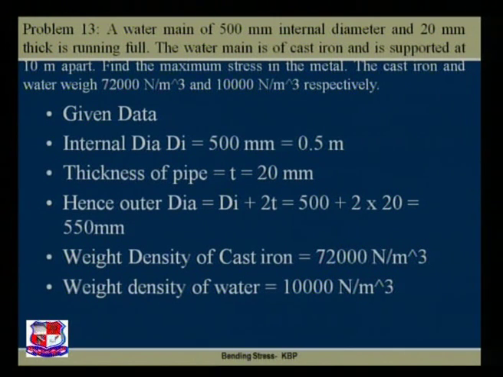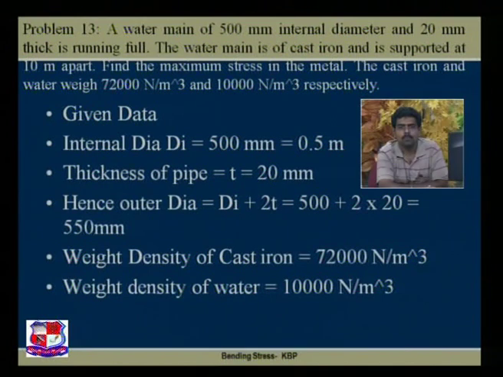The water main is of cast iron and is supported at 10 meter apart. That means a simply supported beam has been given to us, as this pipe or water main is supported at the two supports having a length of 10 meter. Find the maximum stress in the metal. Our intention is to find out the maximum stress in terms of the bending stress.